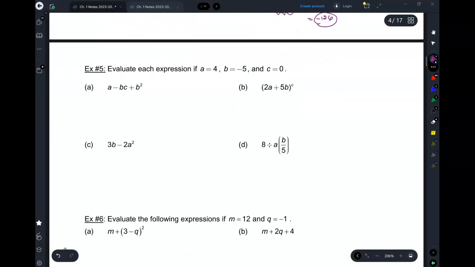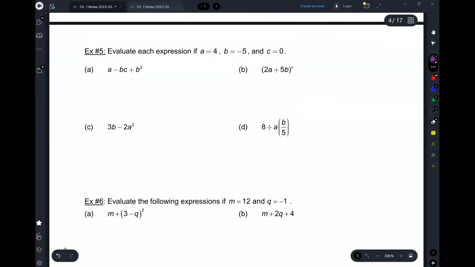Question? Okay, what about this one? So let's see. Now we got some fresh numbers. A, which is 4, minus. Okay, now B is a negative, so I have to put parentheses around that one. Okay? Negative 5 times C is 0 plus, okay, B squared. B is negative 5. I have to put it in parentheses because what is being squared? The B. The negative 5 in its entirety is being squared.